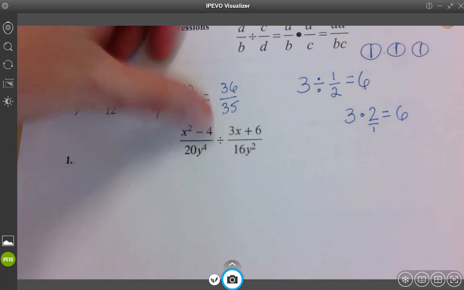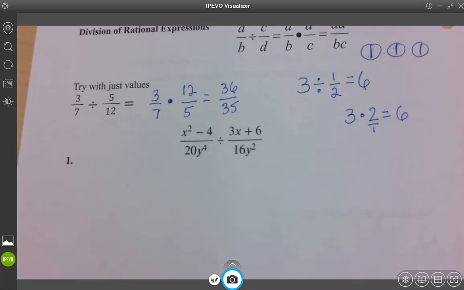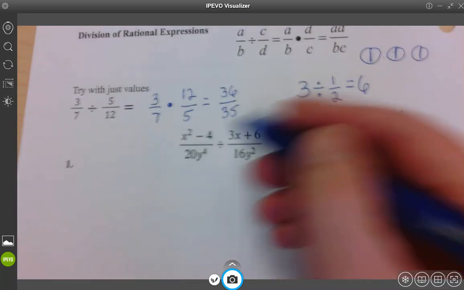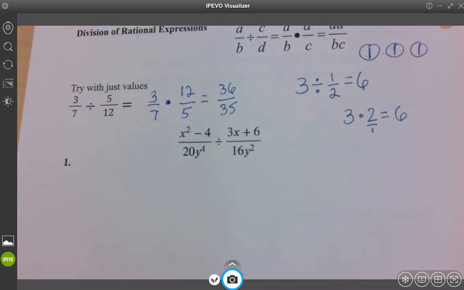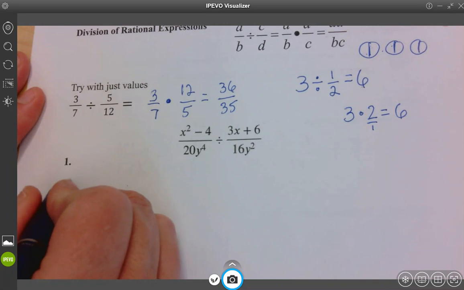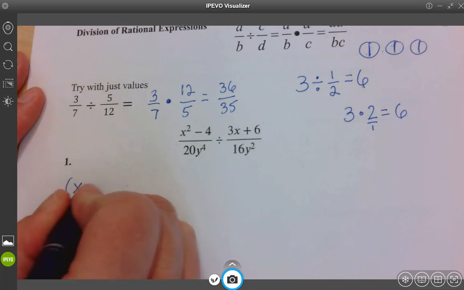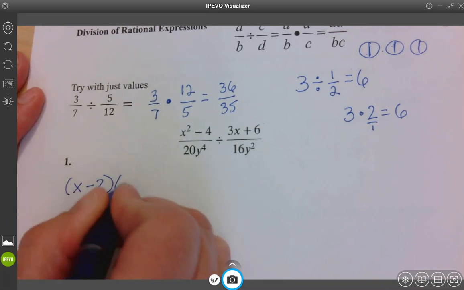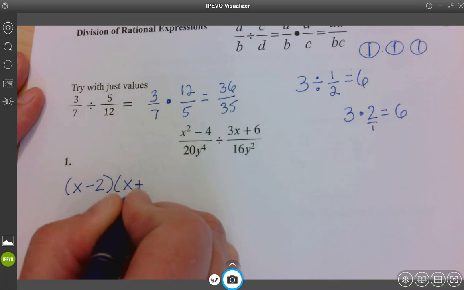All right, x squared minus 4. This is the difference of squares. We have not practiced difference of squares yet today. Does anybody remember the pattern for difference of squares? Okay, one sec. I don't know why this problem's all the way over here, I'm going to work over here. So it's x minus 2 times x plus 2, my pattern for difference of squares.